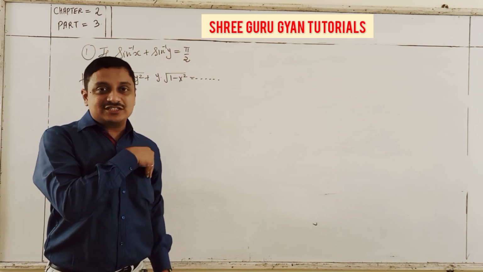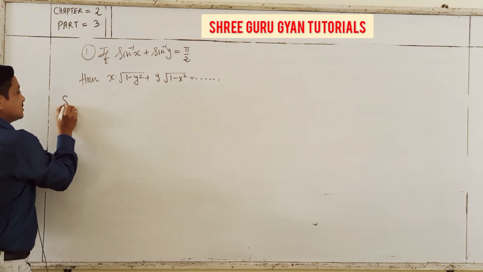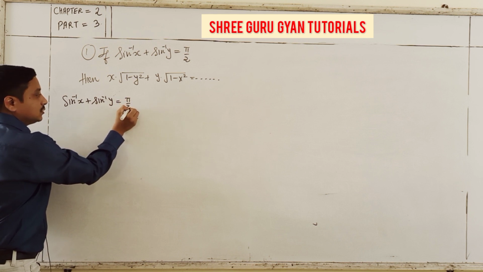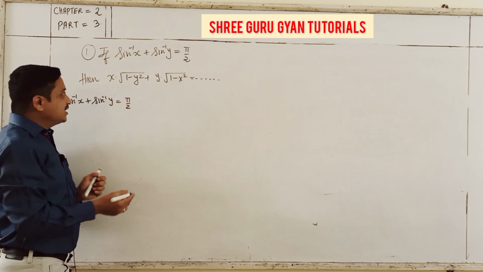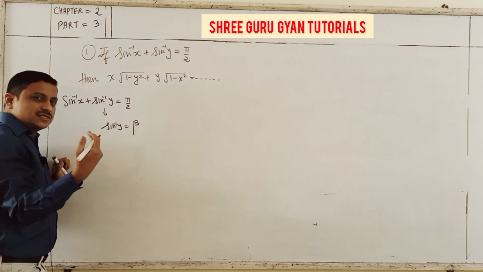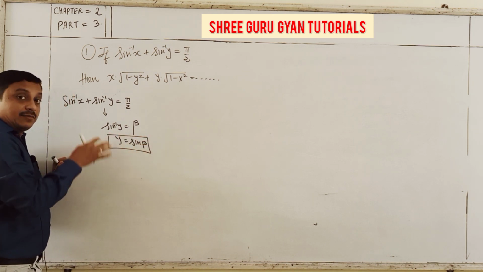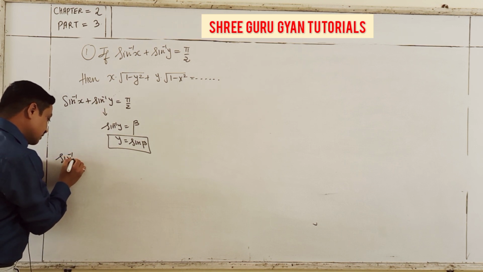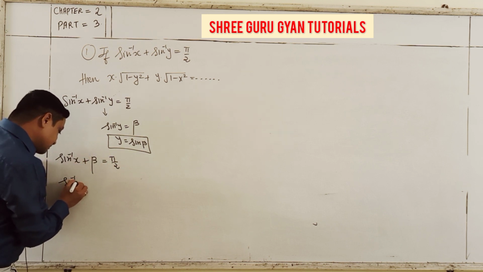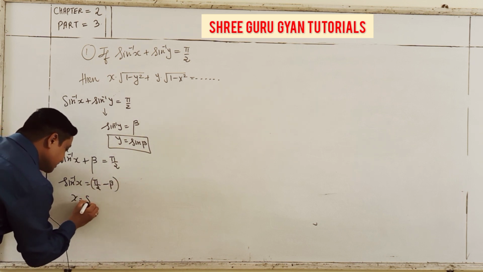So first of all, translate these terms in one way. Remove the inverse: sine inverse x plus sine inverse y equals pi by 2. As you like, you can assume any one term. I suggest sine inverse y becomes beta, so y becomes sine beta. Put it down here: sine inverse x plus beta is 90, so sine inverse x is equal to 90 minus beta, and x is equal to sine of 90 minus beta.